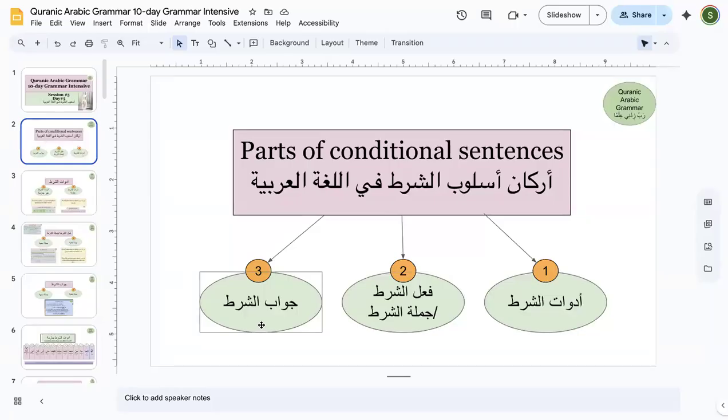Again, 3, right? Every day there is something 3 that you have been learning, right? 3 types of silatul mawsul, 3 anwa'u hal, 3 anwa'u sifa. And now when you are learning shart, there are 3 parts in shart, right? So first is the tool of condition. Second is felu shart or jumlatu shart, and some use the term felu shart, and some call the first conditional clause jumlatu shart, and the last one is jawabu shart.